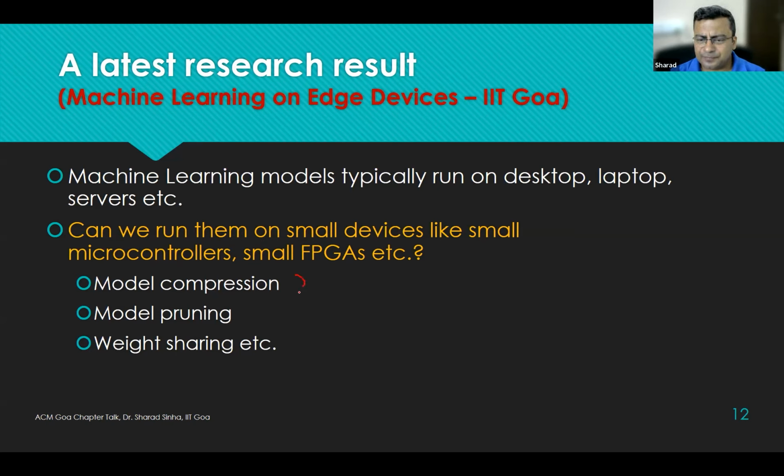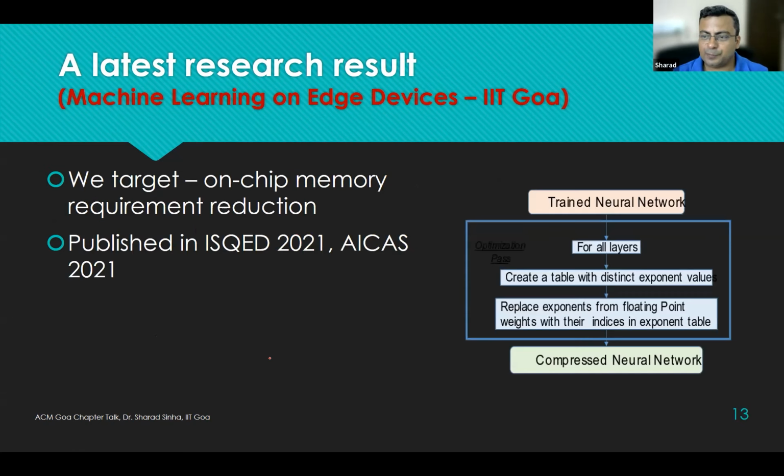And there are some ways of doing that, and these are algorithmic methods: model compression, model pruning, weight sharing, etc. These are algorithmic methods to reduce the size of the model. But I am a systems person, so I'm looking at it from a systems perspective, where we are targeting on-chip memory reduction requirement. Okay.